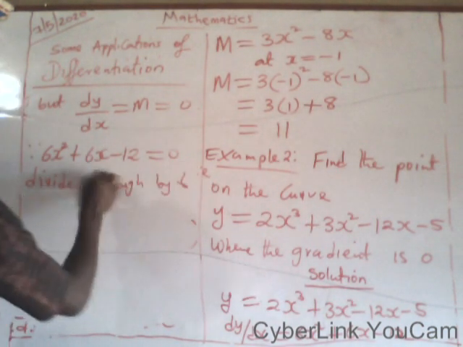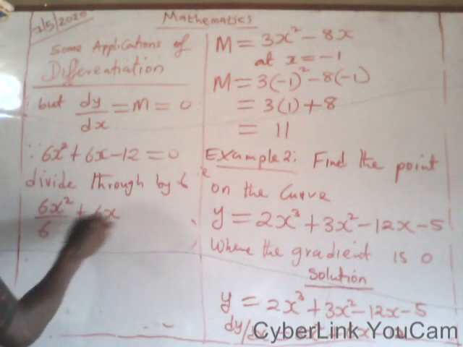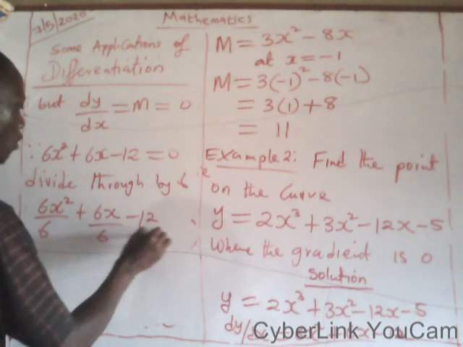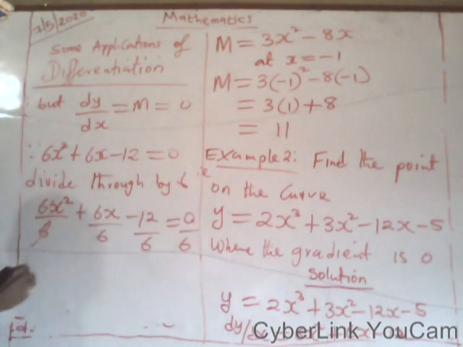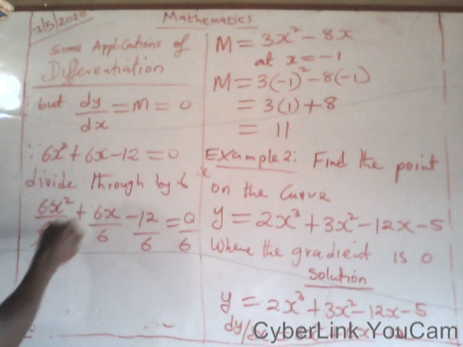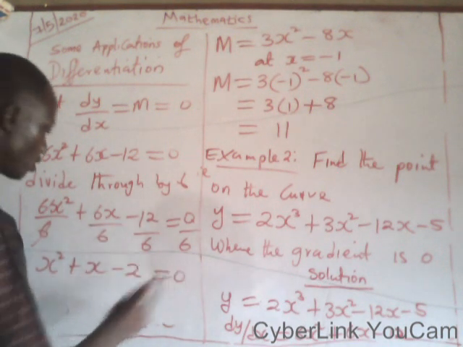Divide through by 6. If you do that, you have 6x squared all over 6 plus 6x all over 6 minus 12 all over 6 is equal to 0 all over 6. So this and this will go, you have x squared. This and this will also go, you have plus x. Then this one will be minus 2 is equal to 0.